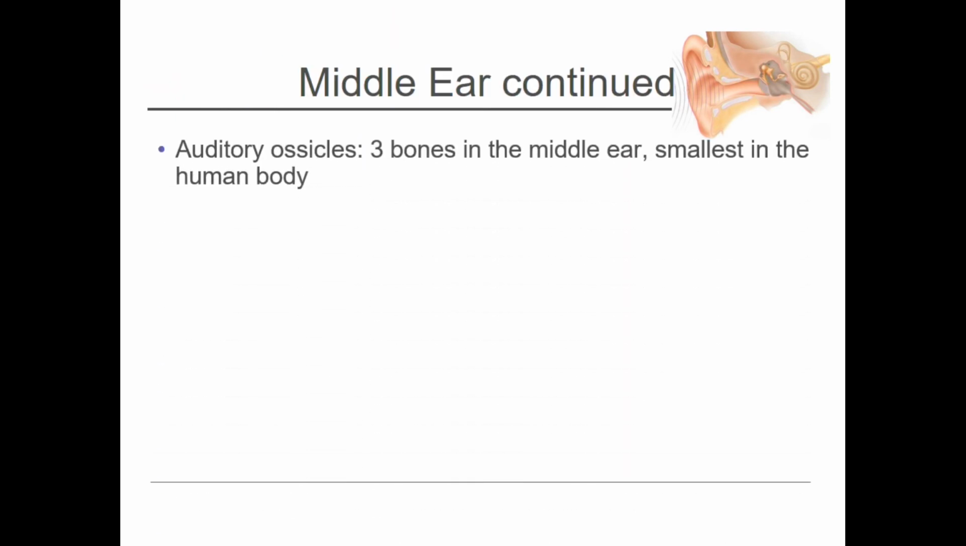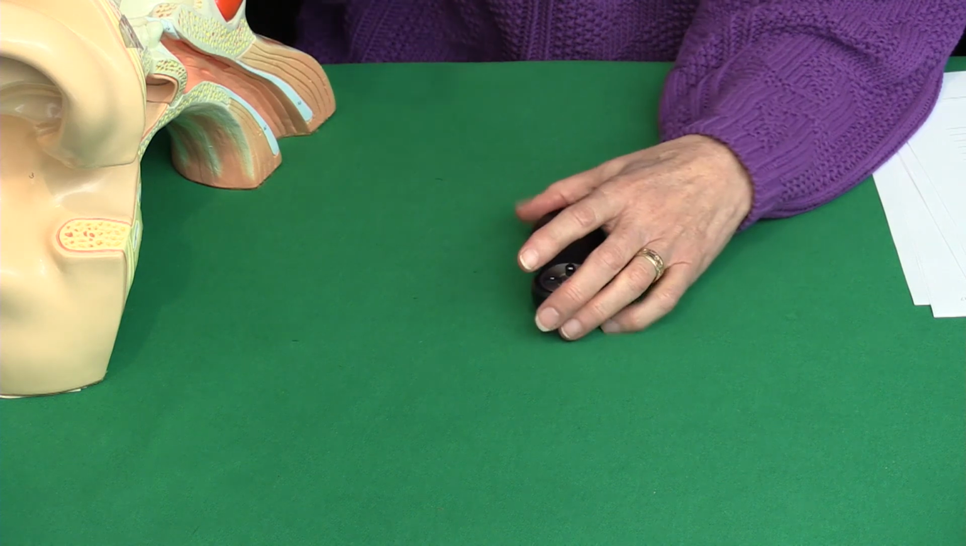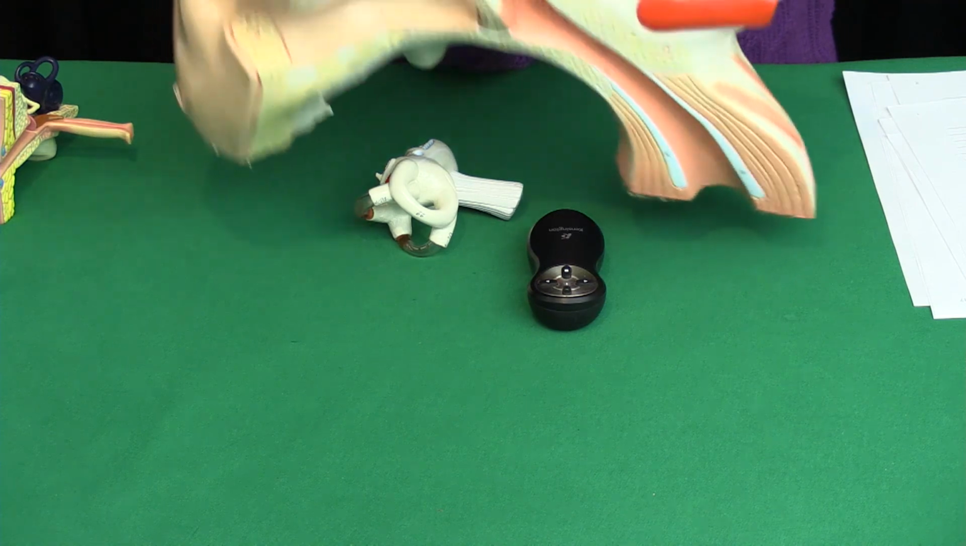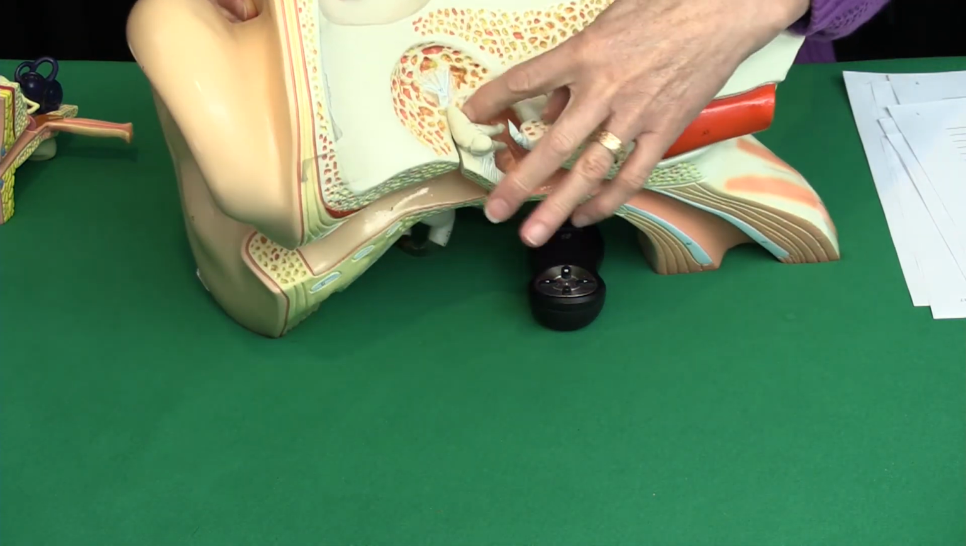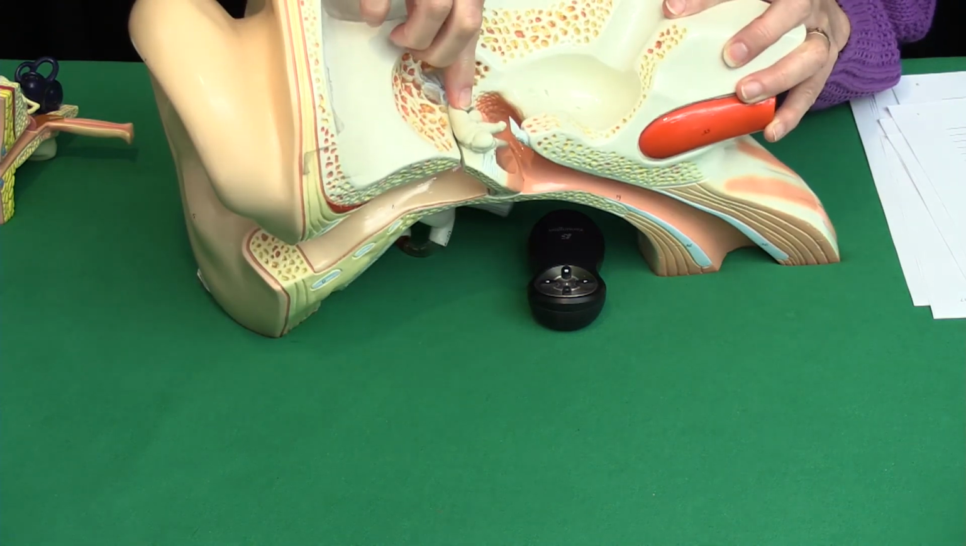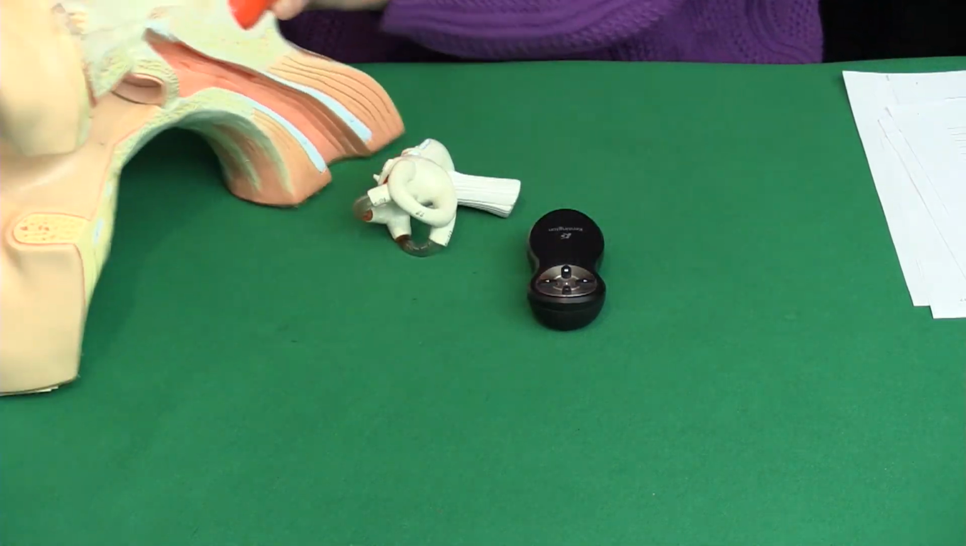So let's talk a little bit more about the middle ear. The ossicles, those three bones, which I'll show you here, if you would kind of cut there, sit right here in this part of the ear. Those are the three bones right there. So here's the auditory canal, here are the bones. Okay, let's go back to the PowerPoint.